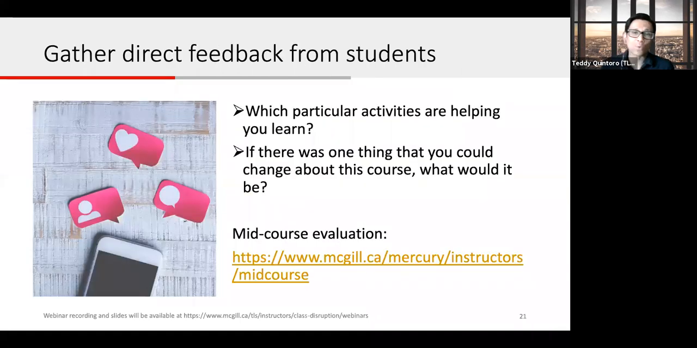So we've talked about the tools that you can use to organize and communicate to your students. You will likely be making some tweaks and changes to your course. You can use class progress and the analytics that myCourses provide to make assumptions on students' behavior. But perhaps a more direct method to gather feedback is just to ask them directly. For example, you can create an anonymous survey where you can ask the simple questions of which particular activities are helping you learn. If there was one thing that you could change about this course, what would it be?